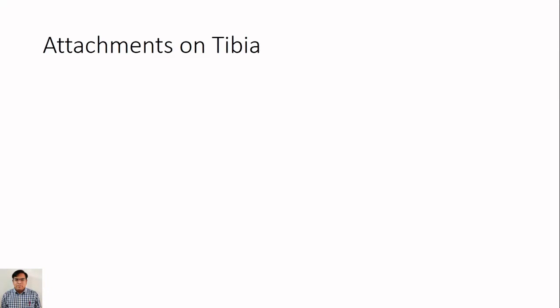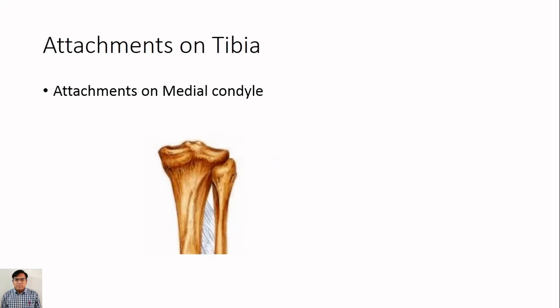Now the attachments on tibia. First of all, attachments on the medial condyle. So this is the posterior aspect of the upper end of tibia. It gives attachment to the capsule of the knee joint. So the capsule is attached on the upper border of the condyle, and just below the capsule is the insertion of semimembranosus. So this is semimembranosus, attached on the groove on the posterior aspect of the medial condyle.